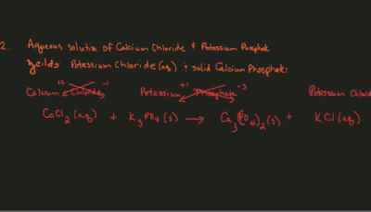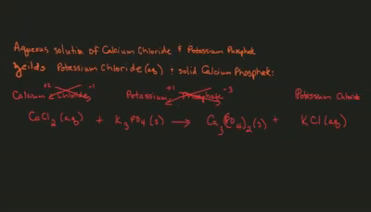Let's zoom out a little bit so we can see it better. So now we got to do all the elements that are not hydrogen or oxygen. So I see a calcium. So right away, let's take care of that calcium. Let's put a 3 right there for the calcium. And then potassium looks like it needs a 3 as well. And then chlorine has 6 here. And 3 there.